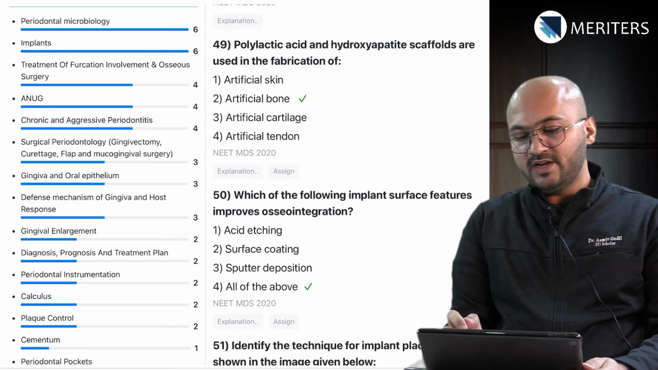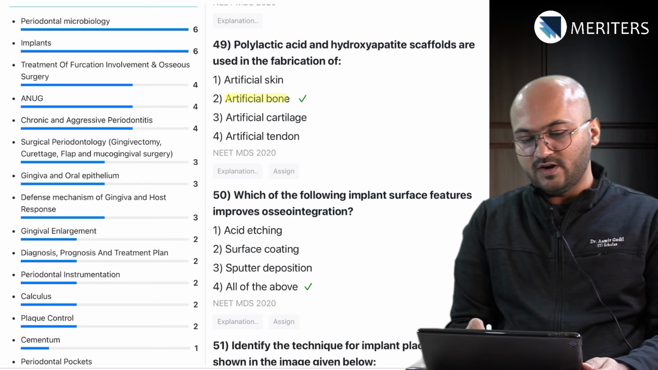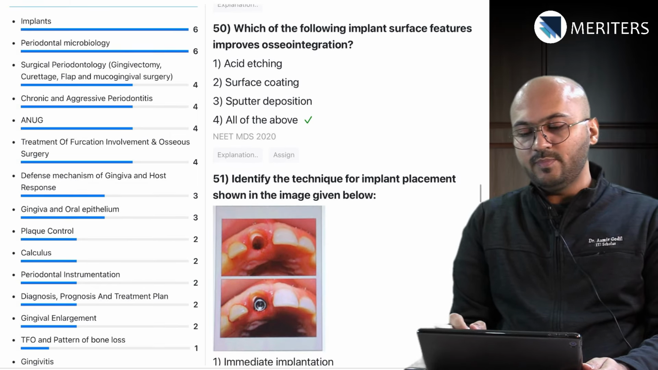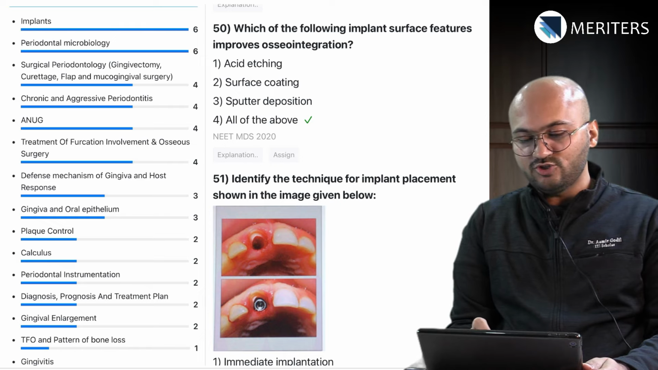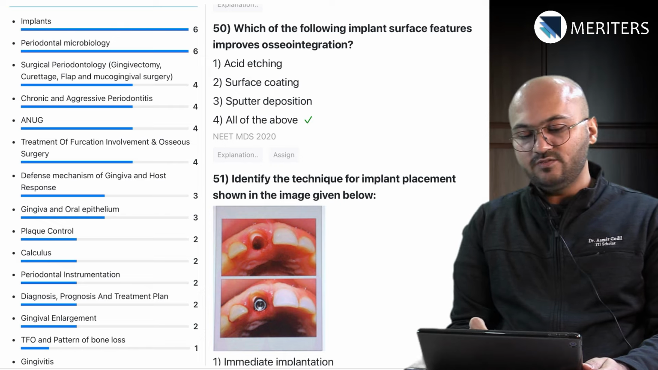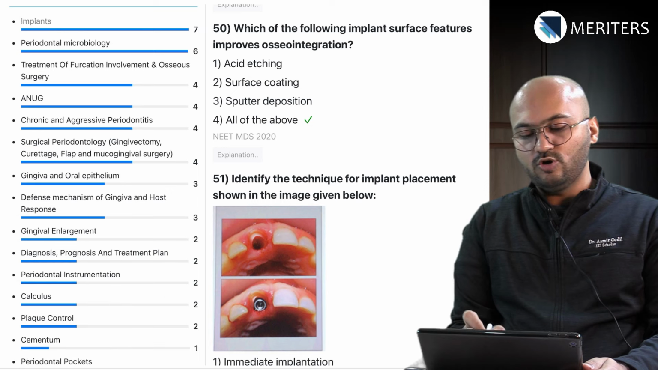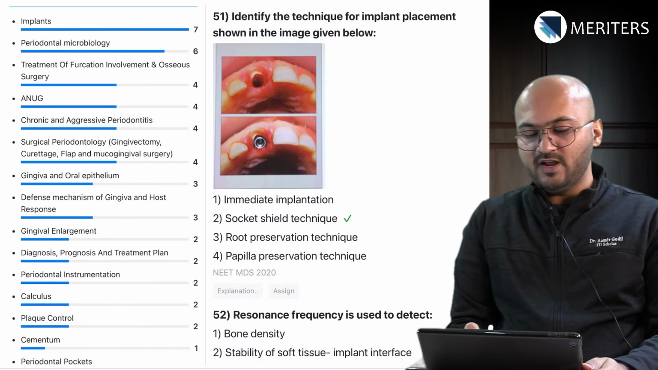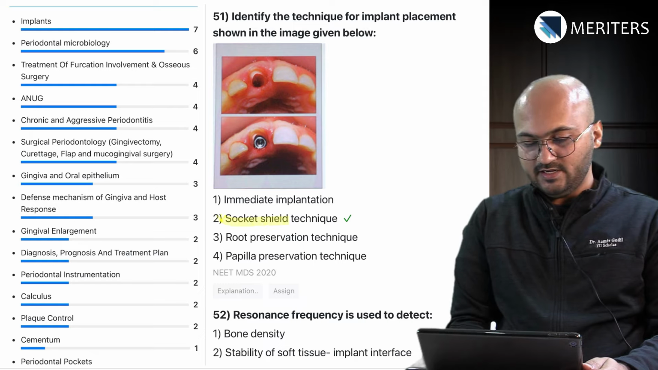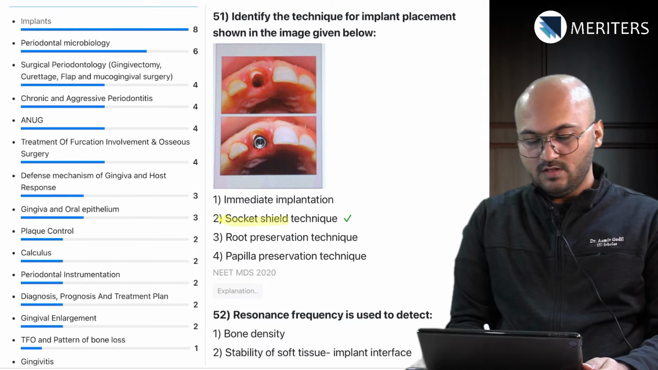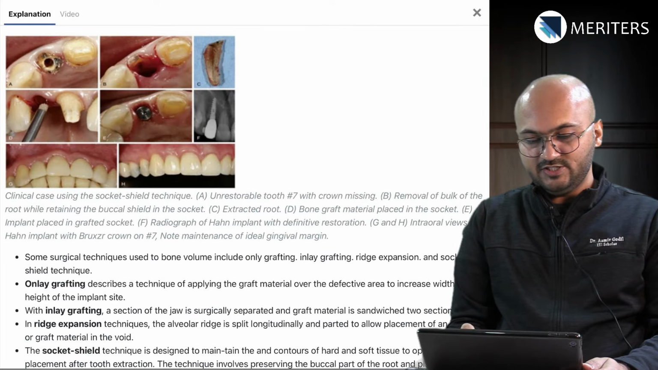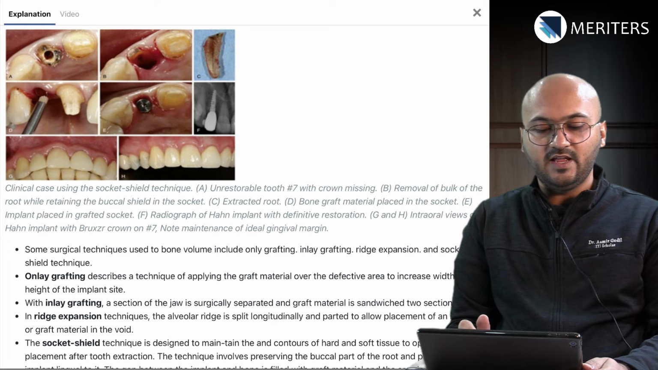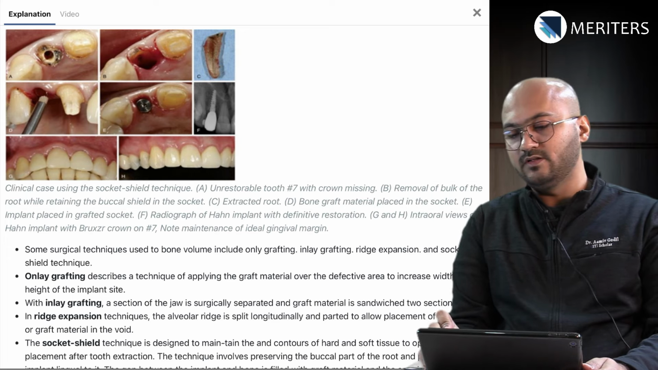PLA and hydroxyapatite scaffolds are used in the fabrication of artificial bone graft. Which of the following implant surface features improve osseointegration: acid etching, surface coating and sputter deposition, all of them? Then a clinical image of implant placement using the socket shield technique. This is the explanation. Okay. Look at the images and the illustrations. They will help you understand the question and the topic better.